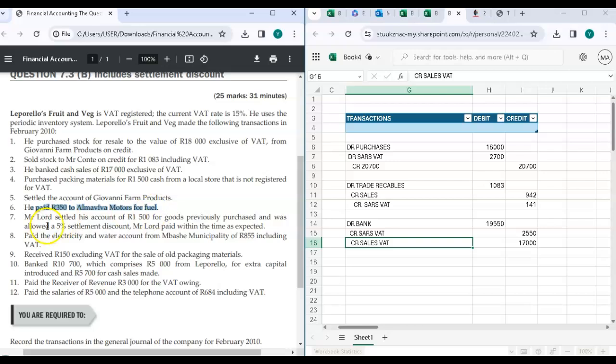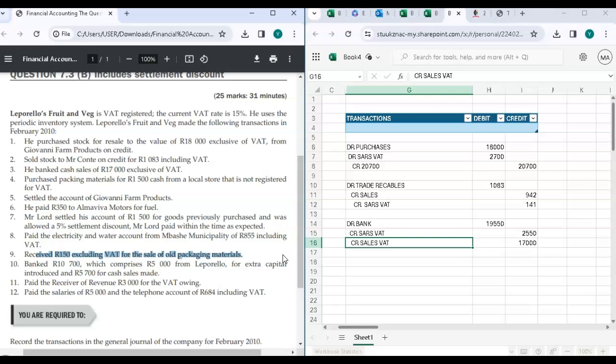Done. This one, Mr. Lord settled his amount. So I don't even have to read more. He's just settling his account. There's no VAT transaction involved. So it requires a normal transaction. Received 150 rand excluding VAT for old packaging materials. For the sale of old packaging materials, it's the same thing. So let's see what that transaction will be.